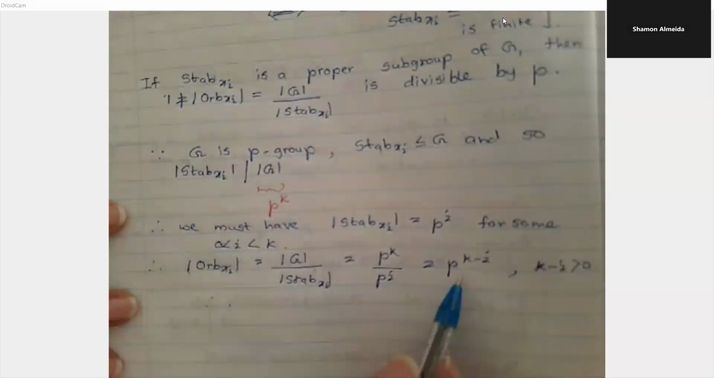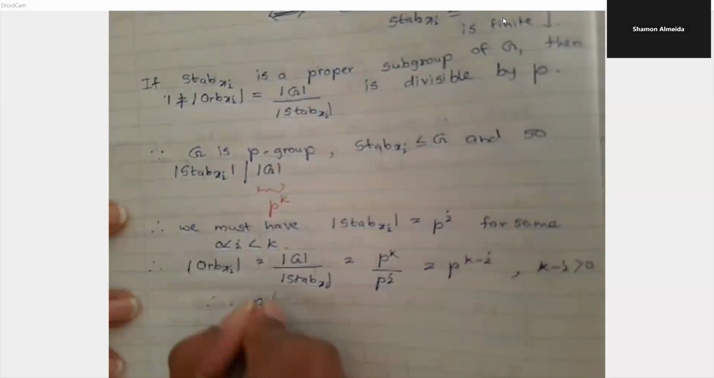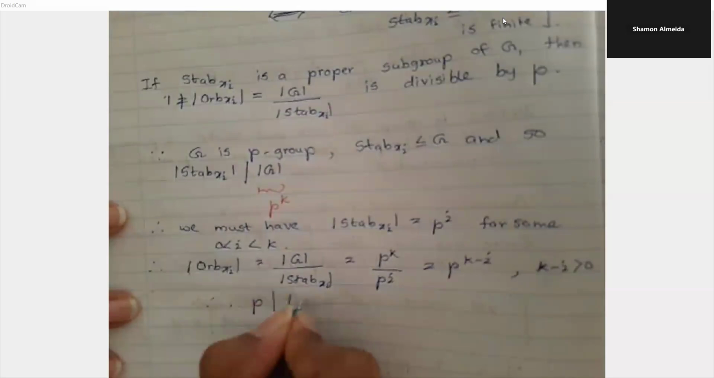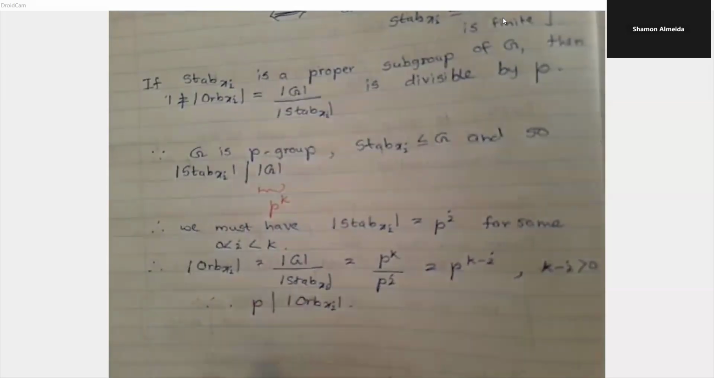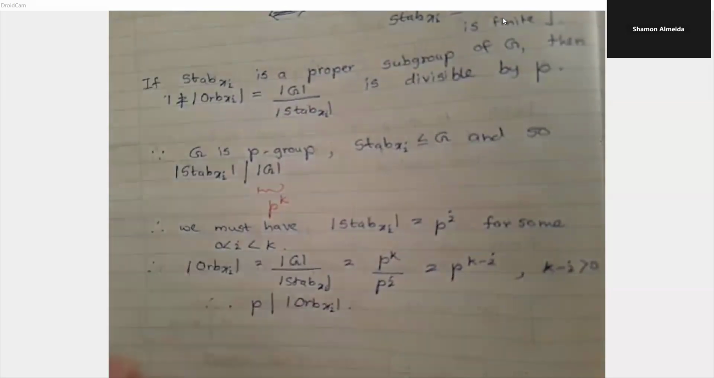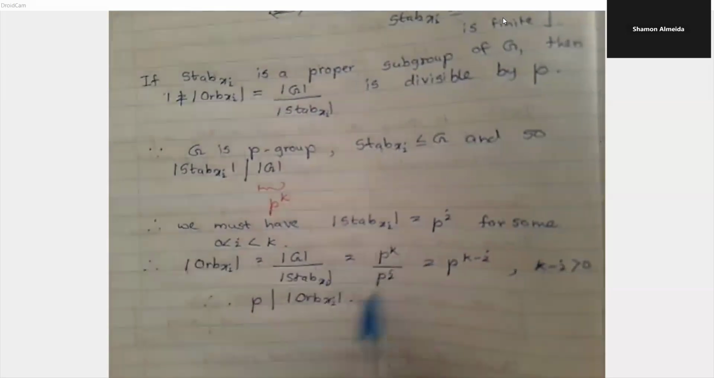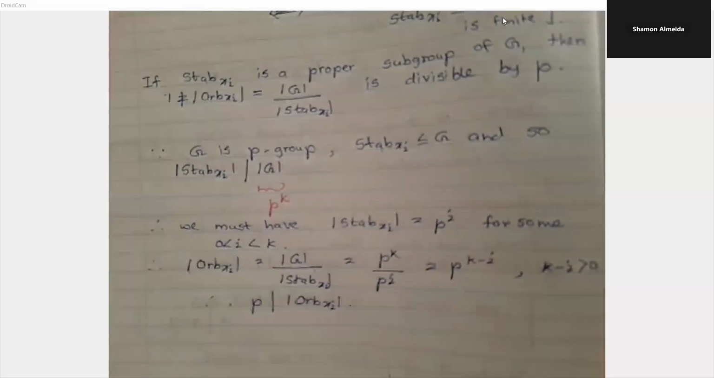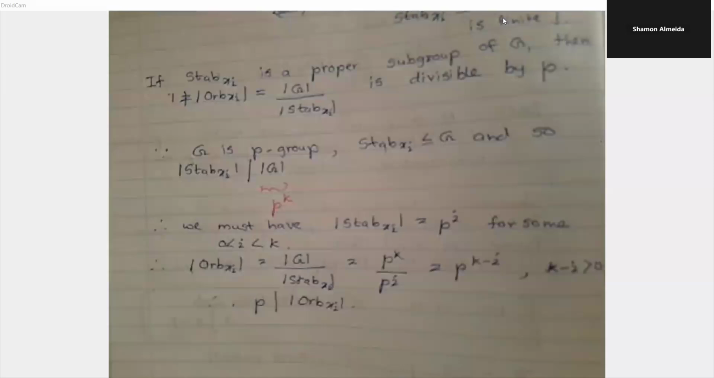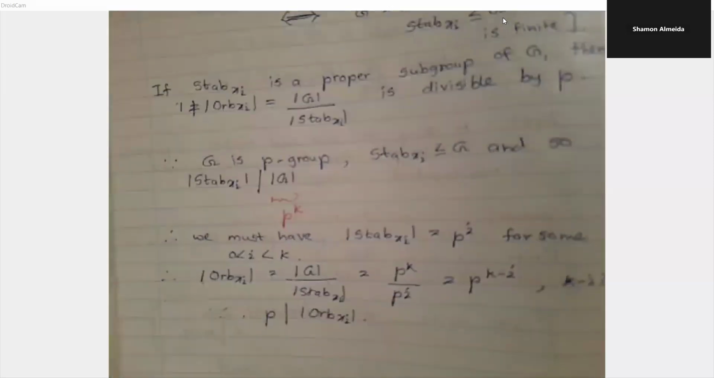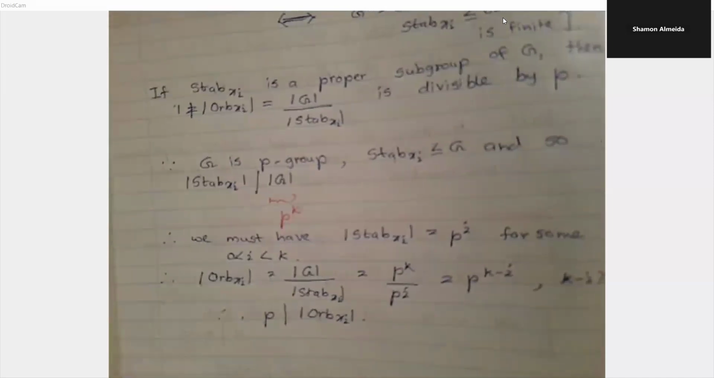Therefore, p divides the number of elements in this orbit. Remember, the order is now not equal to 1. It's some number greater than 1. With this clarification, we see that p actually is a divisor for this order. Now, what we have to show at the end is that p divides the number of elements in X minus the number of elements in the set of fixed points.